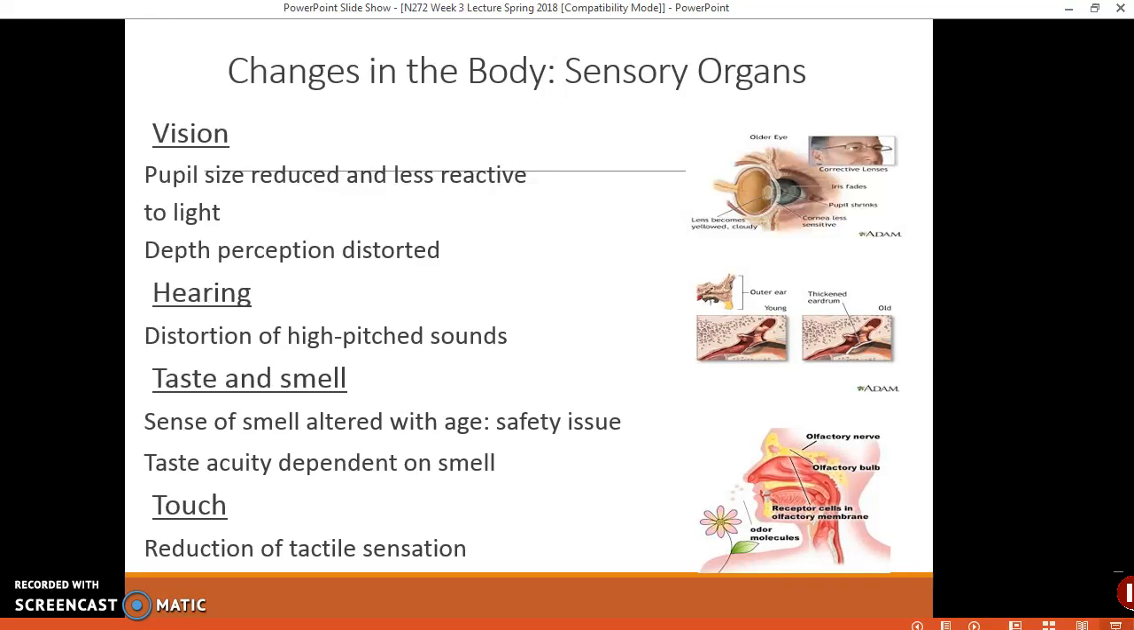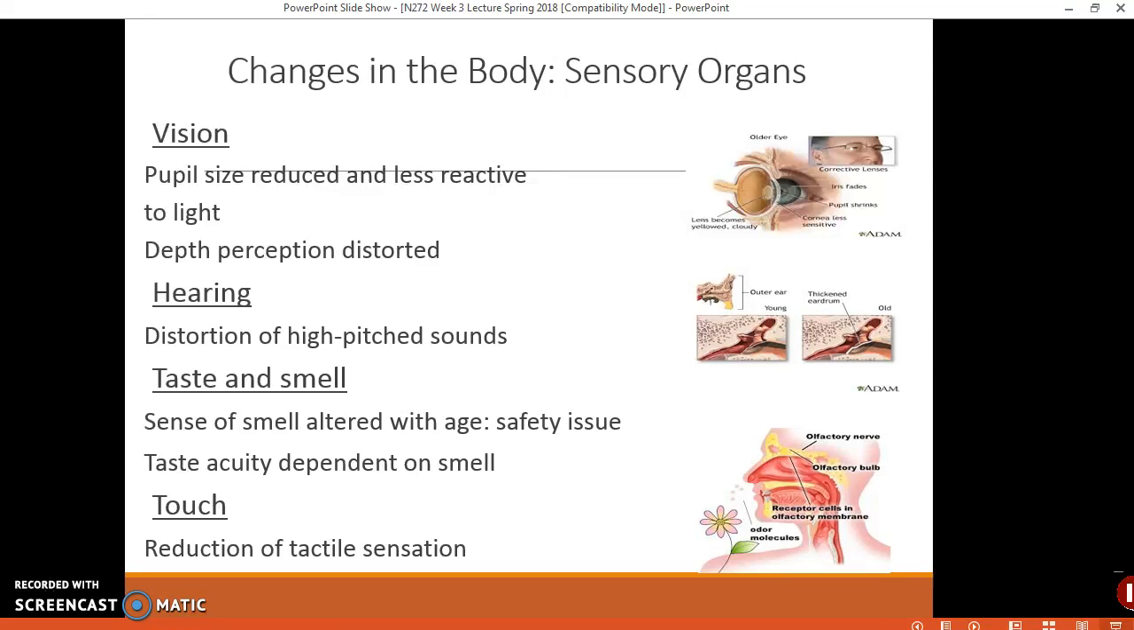Hearing, there's a distortion of high-pitched sounds. That's why it's hard for the older adult to hear and really understand women, because our voices are so high-pitched. They hear male voices or deep voices much better.